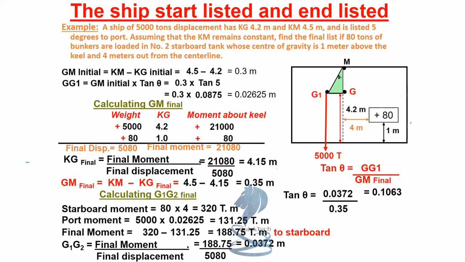So tan theta is equal to GG1 0.0372 divided by 0.35, is equal to 0.1063. Hence theta is equal to 6 degrees 4 minutes to starboard. That means the final list will be 6 degrees 4 minutes to the starboard side after 80 tons of bunker is loaded in number 2 starboard tank.